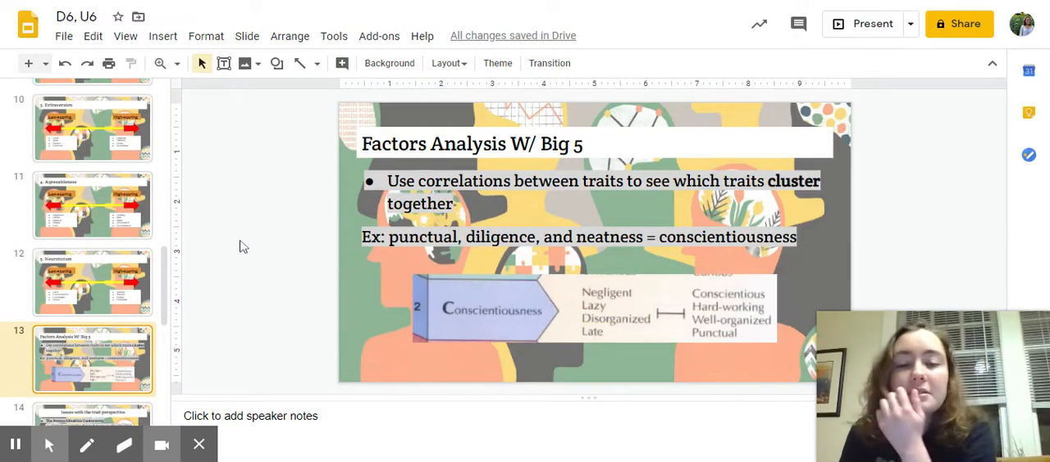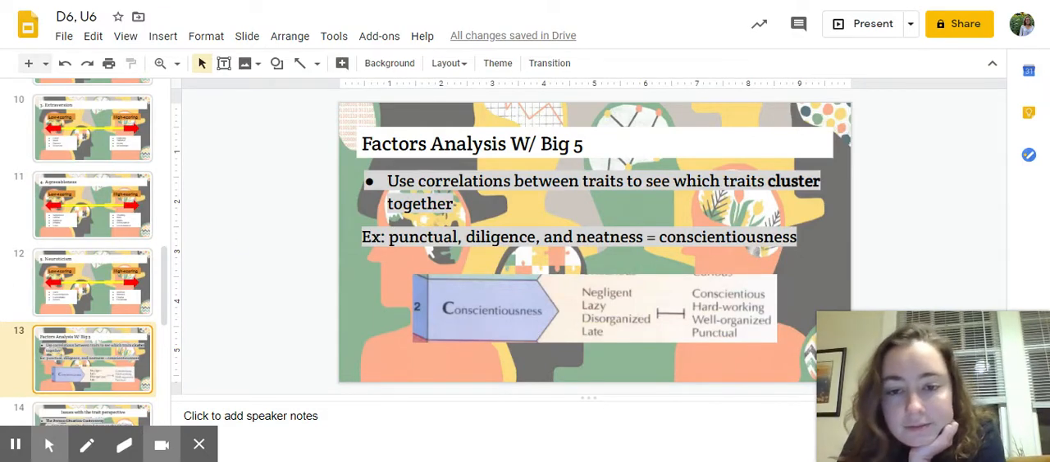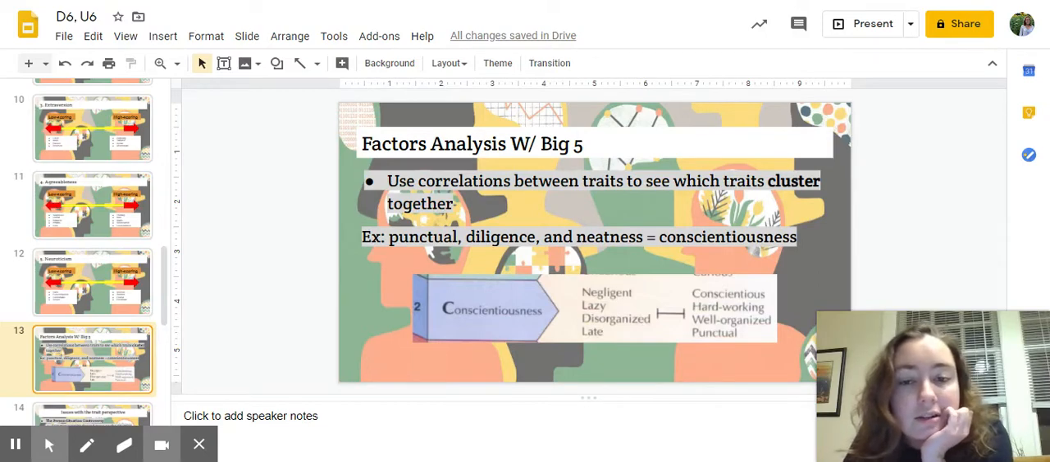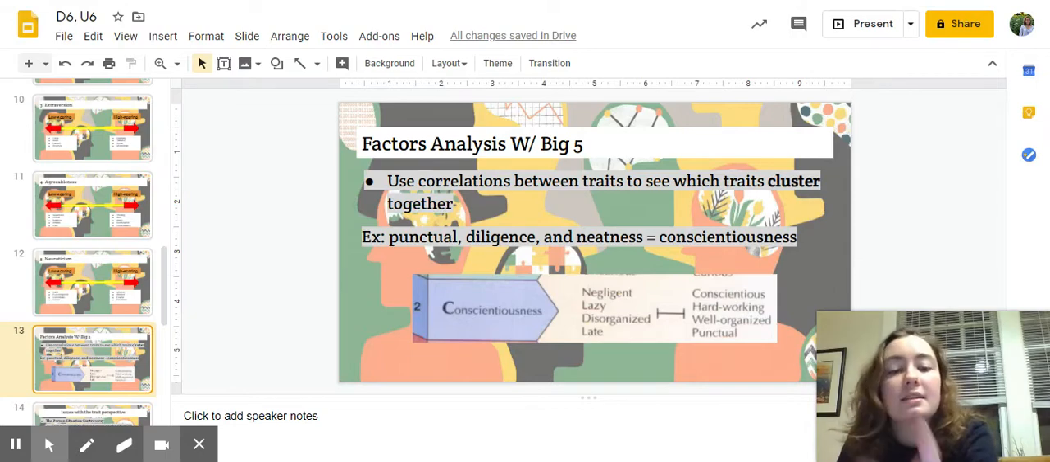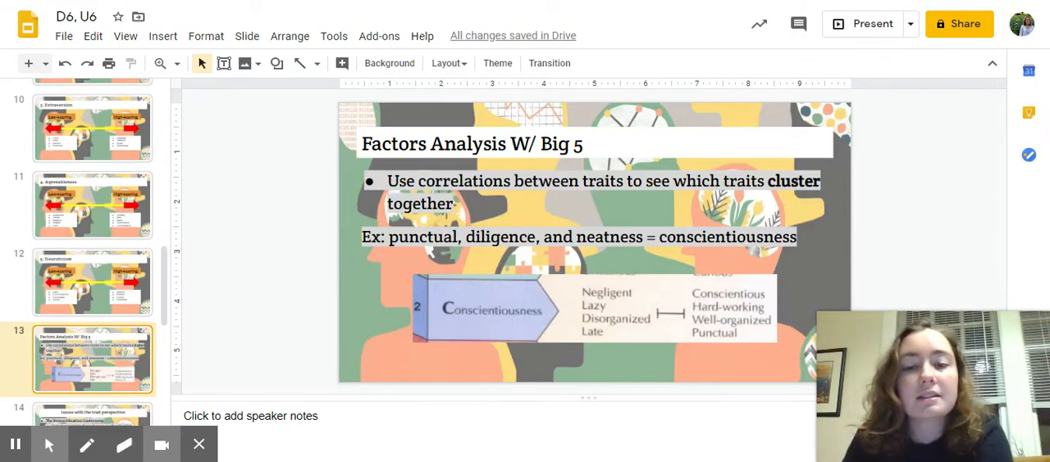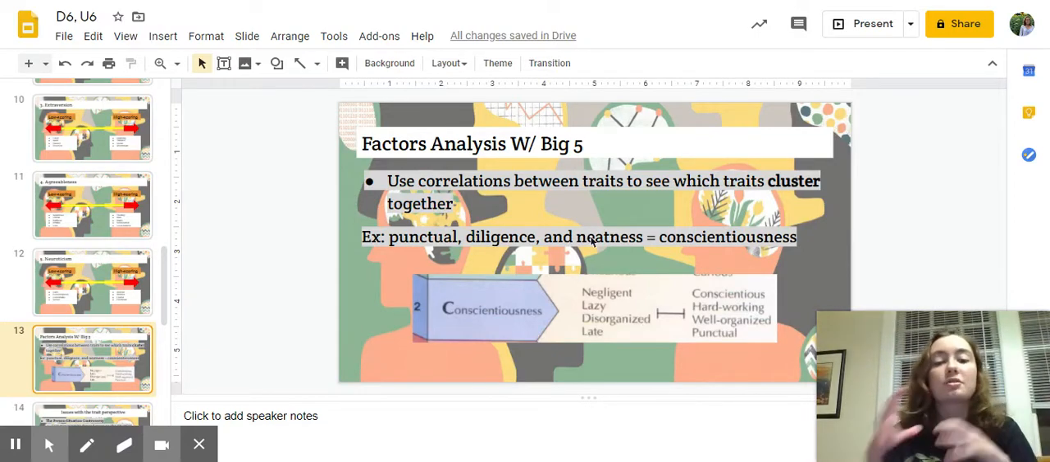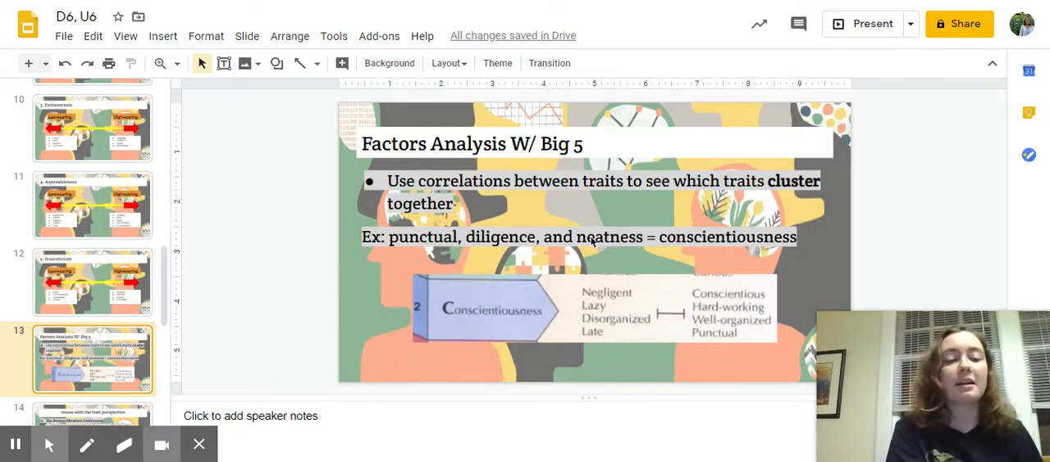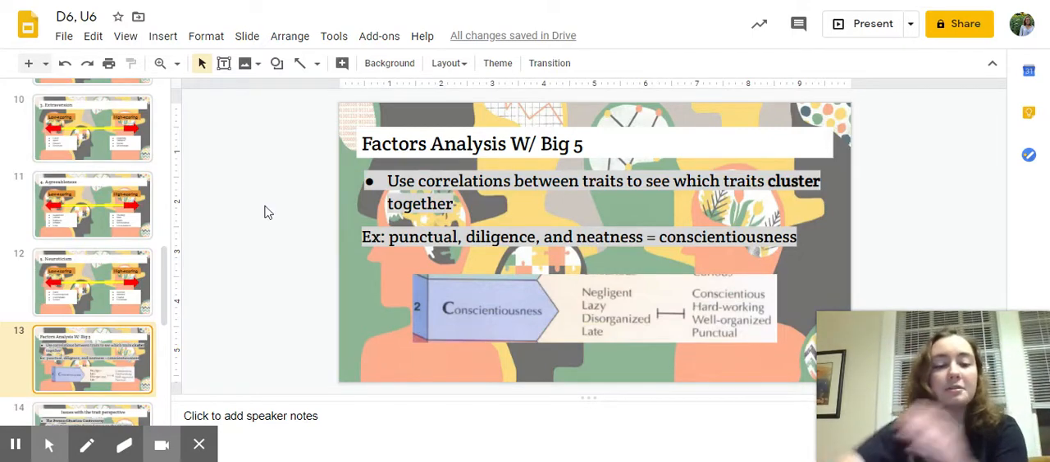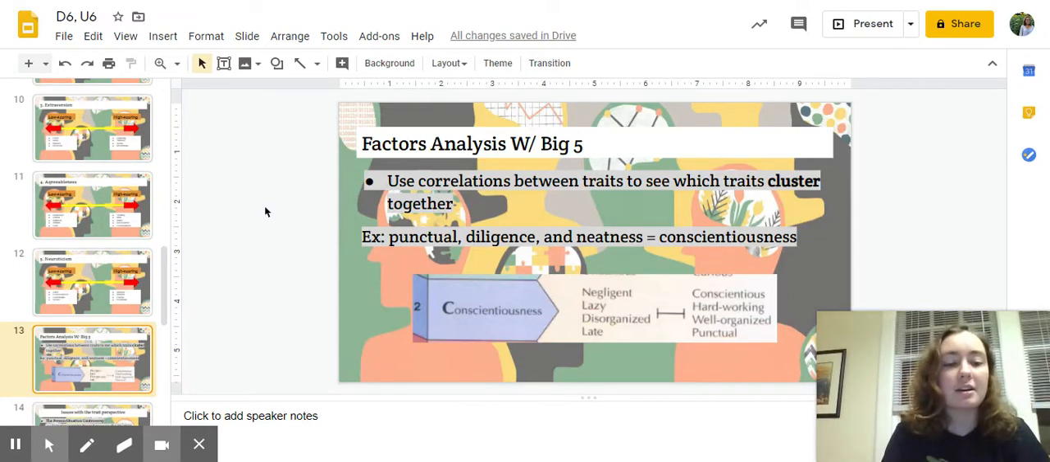And then again, using factor analysis with the Big 5, you'll see here that they looked for correlations between traits to see which ones are clustering together. To make sense of this, you could see something like punctual, diligent, neat, organized. These are traits, and they combine these and narrow it down to say, okay, this makes up conscientiousness. So instead of having 16 or a bajillion traits that make up our personality, they narrow them down and group them and cluster them together to make up conscientiousness.